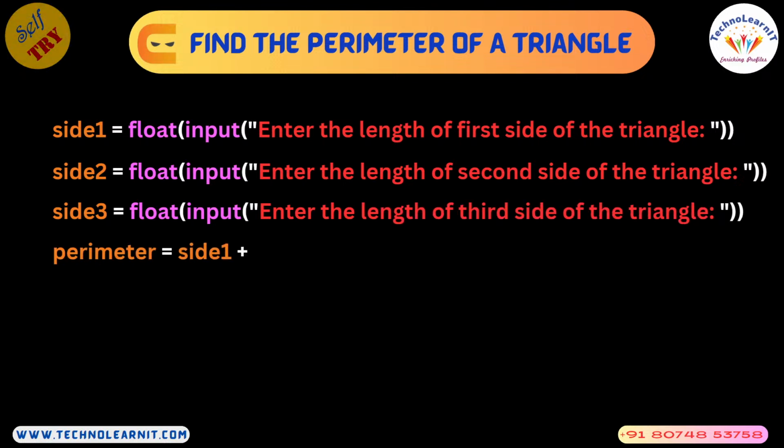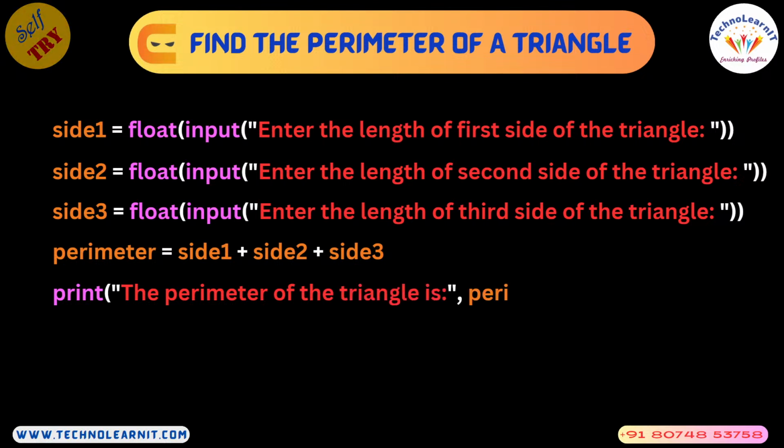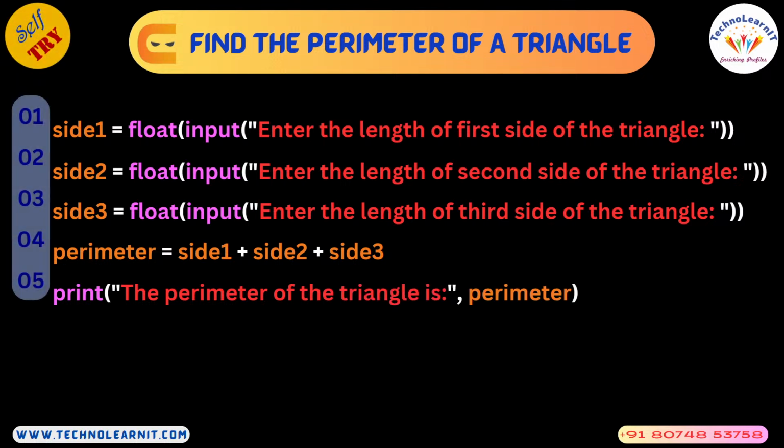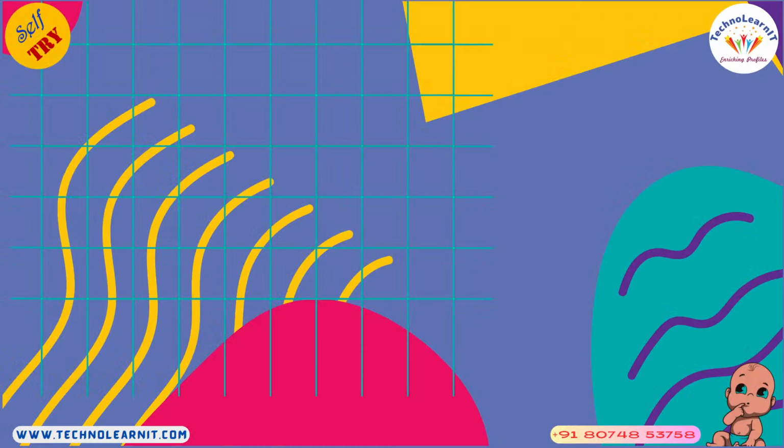Compute the perimeter upfront if you wish to. Add the sides, store it in perimeter. Finally, produce the output in the expected format. Okay. All right.